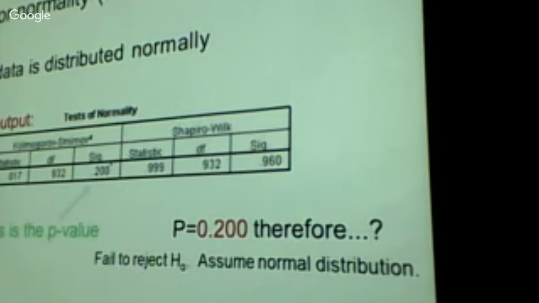Thus, we can assume that our data are normal. So on a test, I would give you this output or the data from the Kolmogorov-Smirnov test and ask you to interpret it. The kind of thing that I would do.